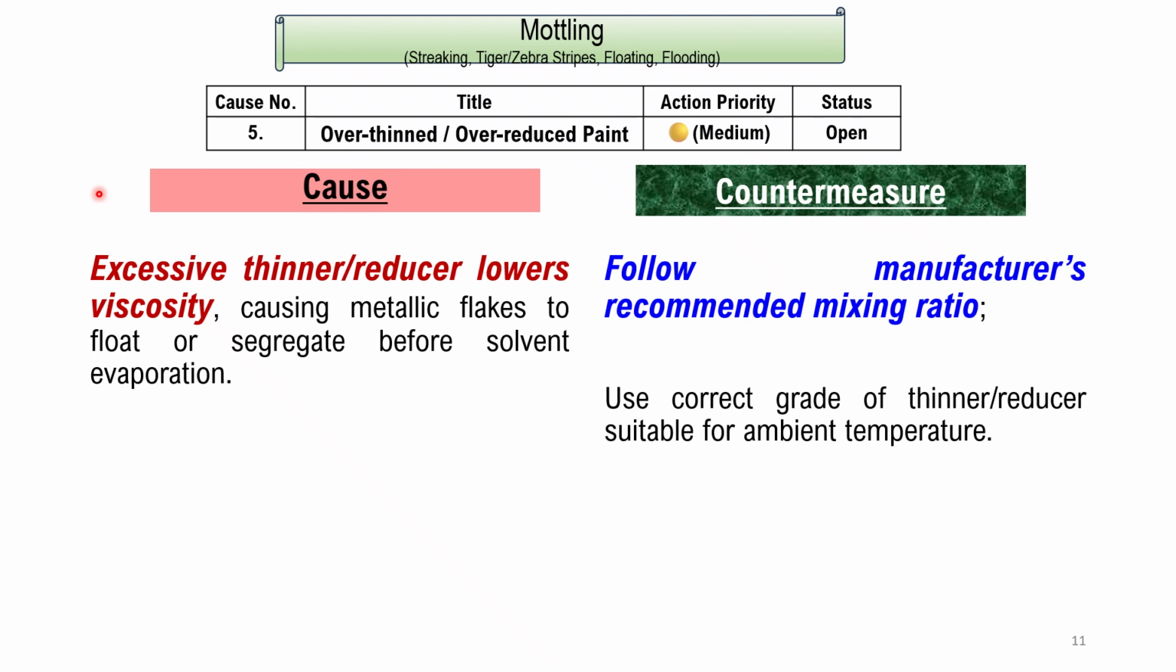The next most probable cause could be over-thinned, over-reduced paint. That is, excessive thinner reducer lowers viscosity, causing metallic flakes to float or segregate before solvent evaporation. Therefore, follow manufacturer's recommended mixing ratio. Use correct grade of thinner reducer suitable for ambient temperature.